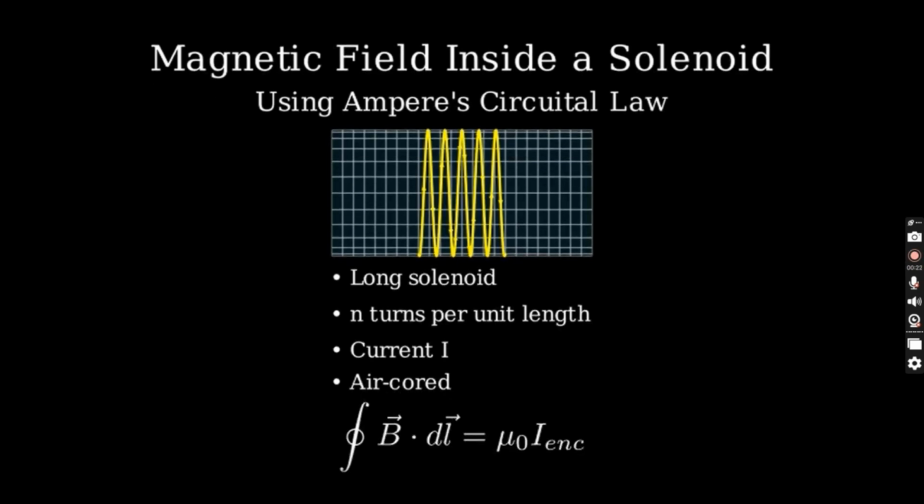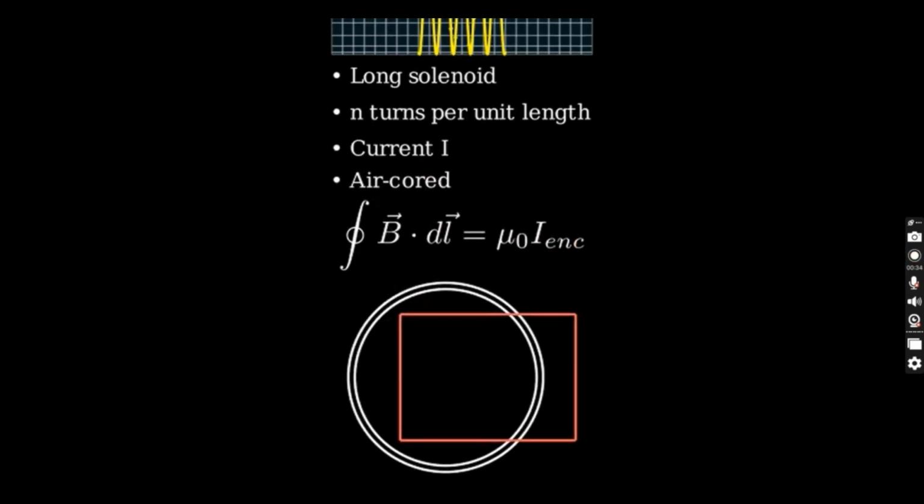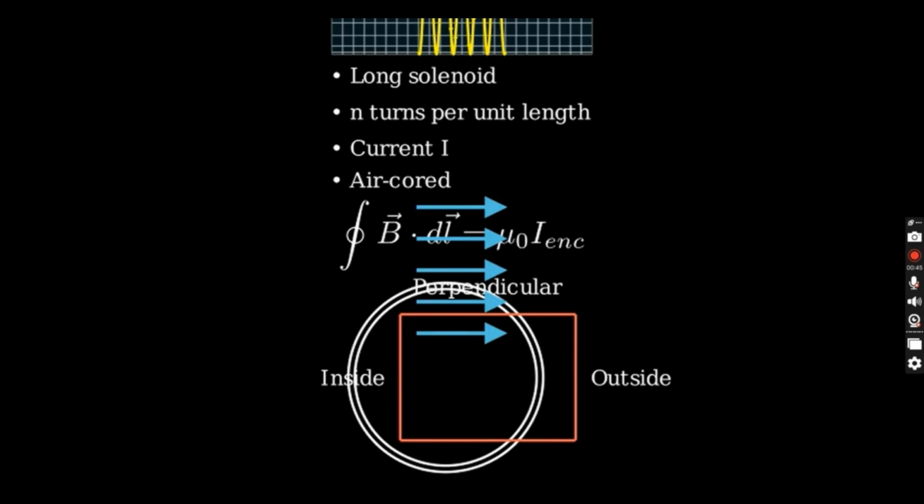To find the magnetic field, we'll use Ampere's circuital law, which states that the line integral of B dot dl around any closed loop equals mu naught times the enclosed current. Let's choose our Amperian loop carefully. We'll use a rectangular loop with one side inside the solenoid parallel to its axis, one side outside, and two perpendicular sides connecting them. Inside the solenoid, the magnetic field lines are parallel to the axis. Outside, the field is negligible, and along the perpendicular sections, B is perpendicular to dl.